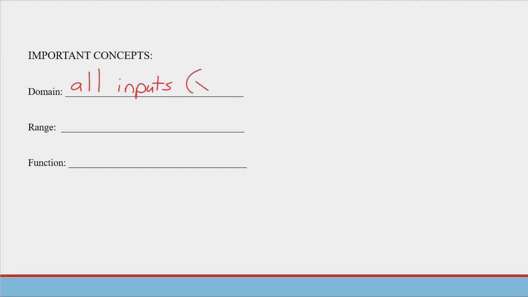And that would be your x values. So range then would be your outputs, or your y values. Sometimes this will be a list of values. Sometimes it will be written as an inequality. X is greater than 2. So any number greater than 2 would be your domain.